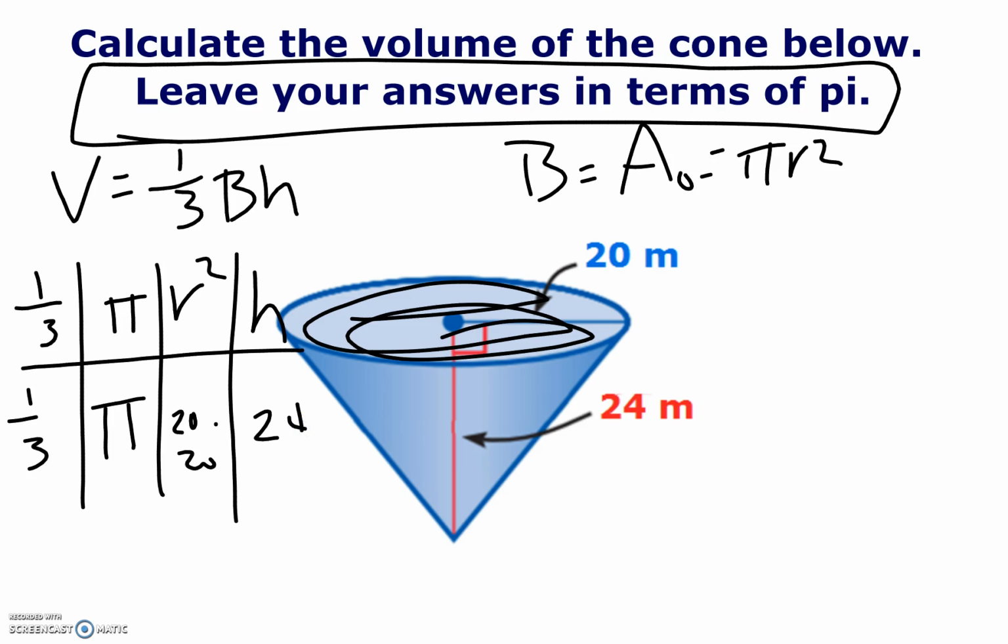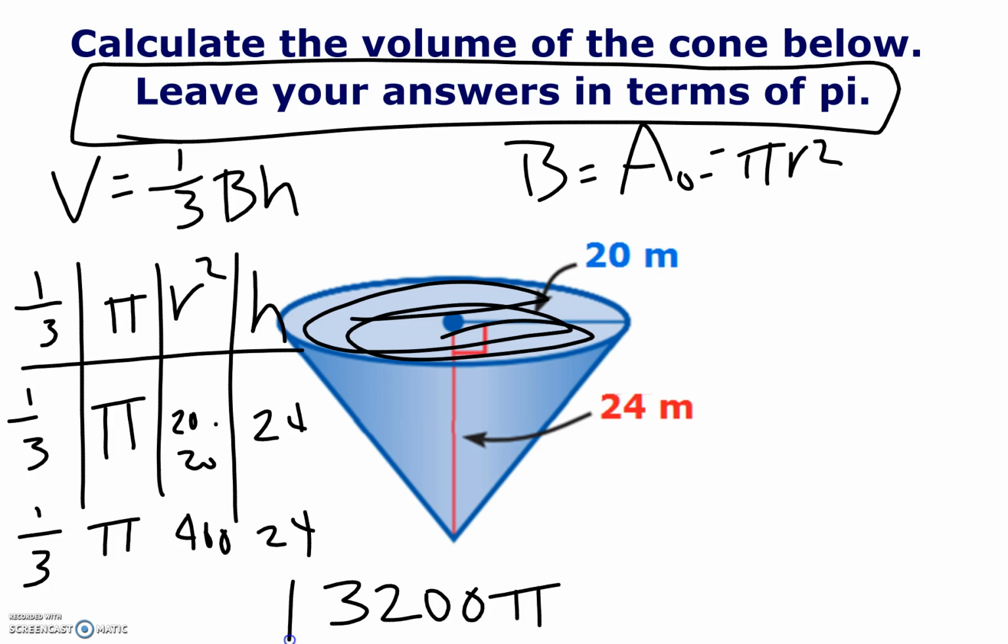Stick it in the calculator. I'm sorry, missed a step. 1/3 pi times 400 times 24. Stick that in a calculator, and you get 3,200 pi, and that's your answer. Well, meters cubed, but there's your answer.